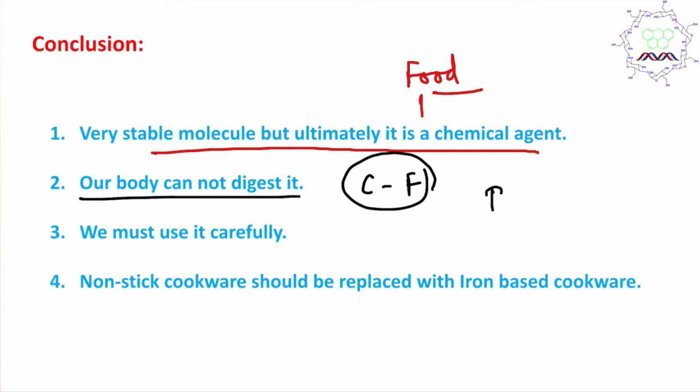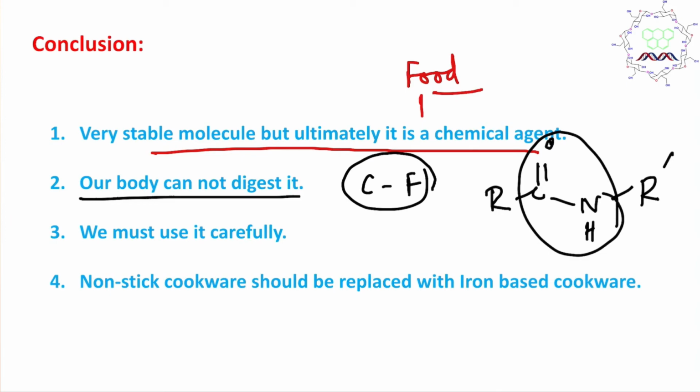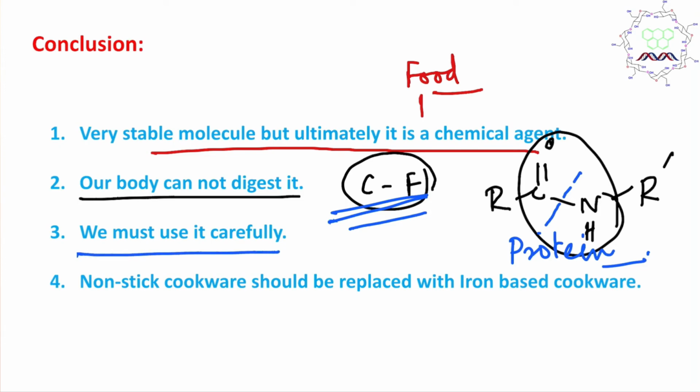What do I mean? For example, take an amide. This is an amide linkage, and in amino acids and proteins you can find such a group. So an enzyme can break it. Or if you take an ester, like fat, triglyceride ester, those can be digested because our body knows how to break it. But this is not familiar to our digestive system, so we can't break it. We must use it carefully to save ourselves from the poisoning effect of the carbon-fluorine bond or perfluoro compounds.